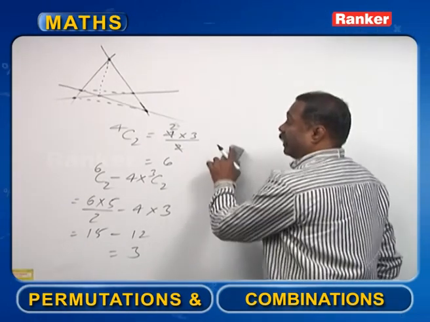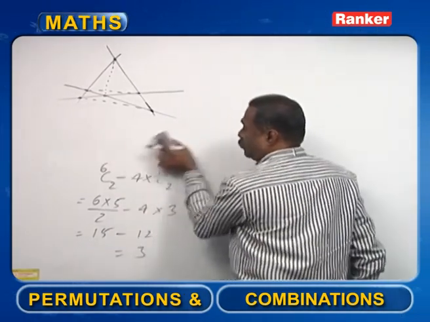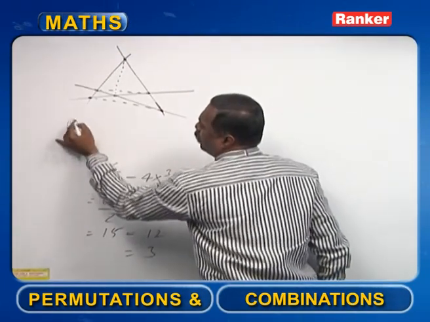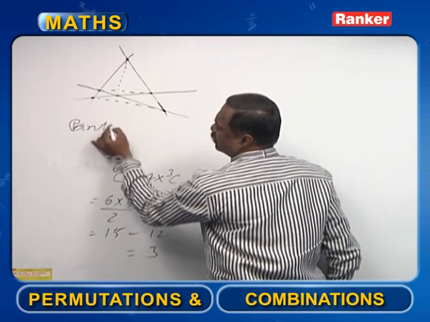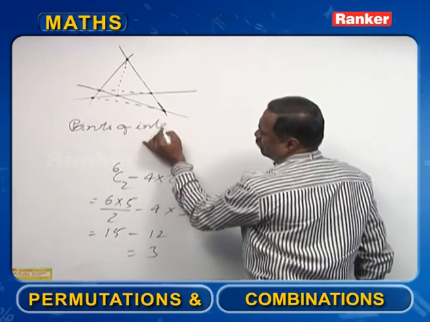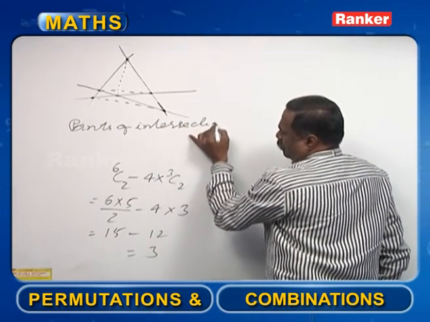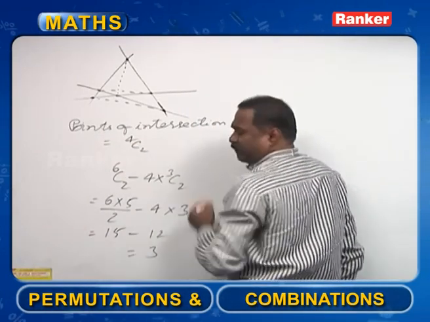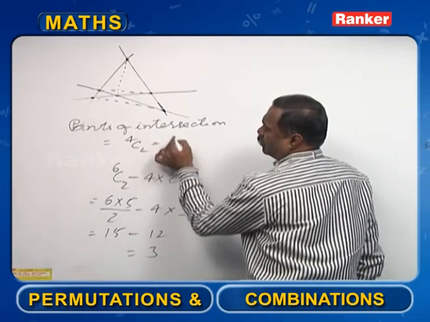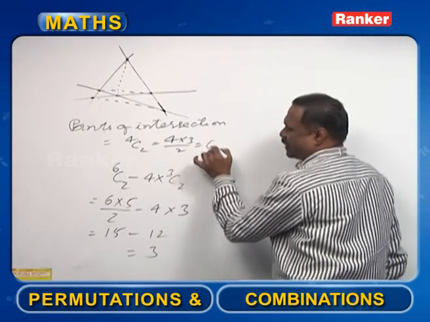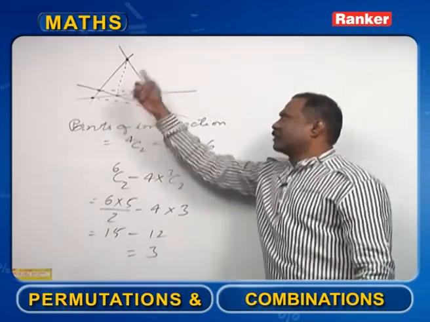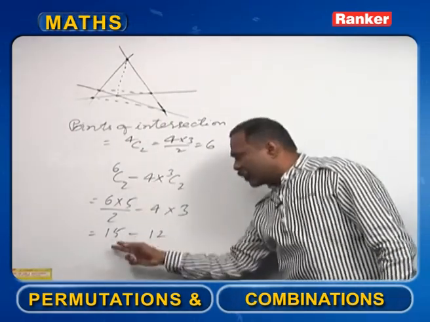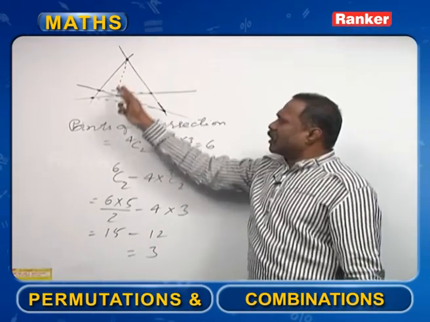Understand it in a better way. What is this 4C2? 4 lines are there. We want to count the points of intersection. How many points of intersection are there? 4C2 points of intersection are there. 4C2 is nothing but 4 into 3 upon 2, which is 6. From these 6 points of intersection, lines should be formed, and we have taken 2 at a time, but you're getting 15 there. And if you see practically, there are only 3.